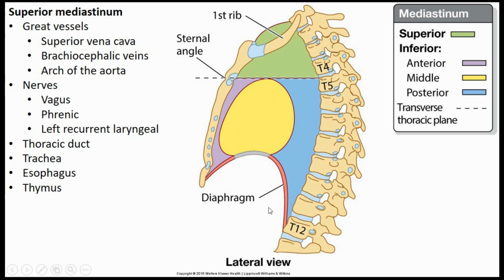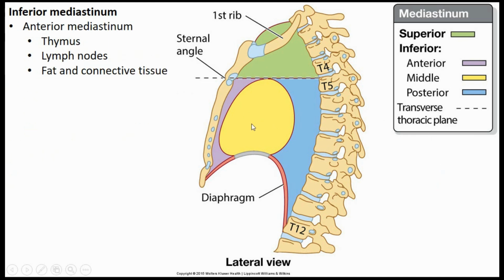The thoracic duct, bringing lymphatic fluid from the abdominal pelvic organs and lower limbs, passes through the superior mediastinum, as do the trachea and esophagus, as they're moving from the cervical region down into the rib cage, and in the esophagus's case, down into the abdomen. And the thymus, an immune structure, is going to be located anterior to the heart, and it actually does pop up just a little bit into the superior mediastinum.